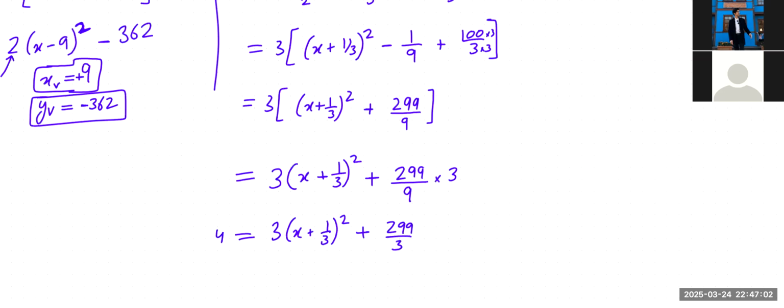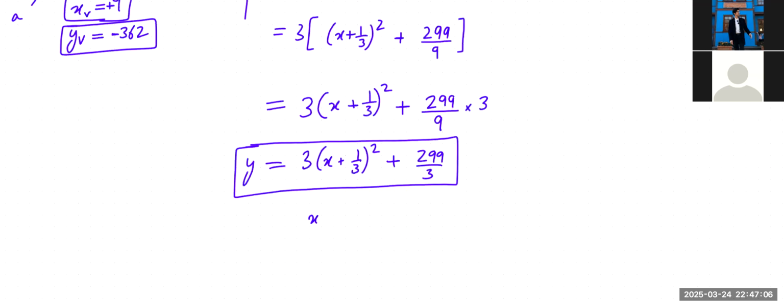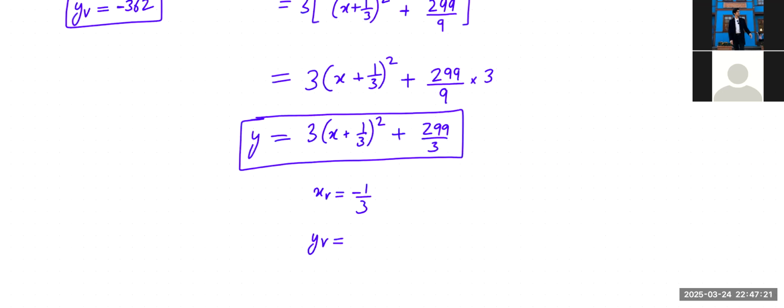So we end up with this. This is your final answer. Now, from here, can you tell me what the x value of the vertex is? Yep. So it's negative 1 over 3. Exactly, because it's the opposite sign of this. And what's the y value of the vertex? It's 299 over 3. Perfect. And that is it. End of story.